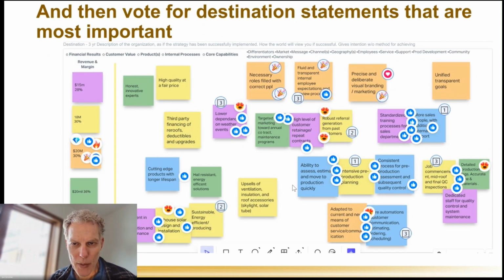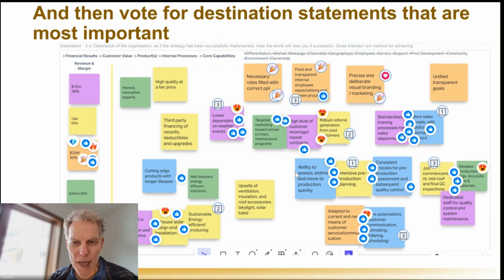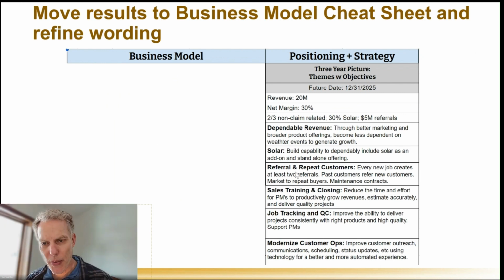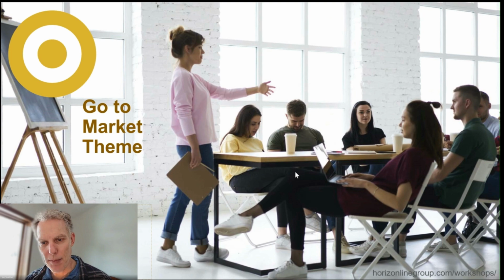Take time to evaluate results to ensure they reflect priorities and work toward the positioning vision. Move top statements to the business model worksheet, give them theme titles, and refine wording until all feel good about the results. Once you're comfortable with the other themes, dig into the go-to-market theme.